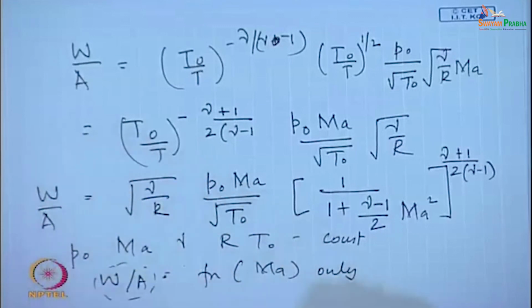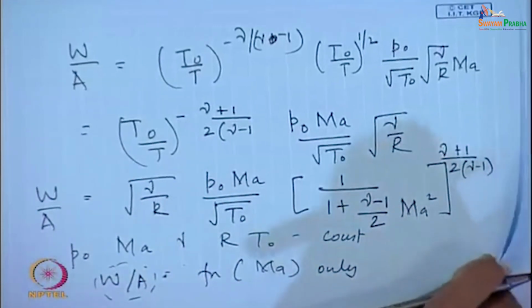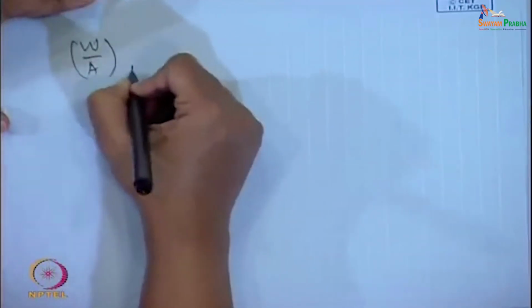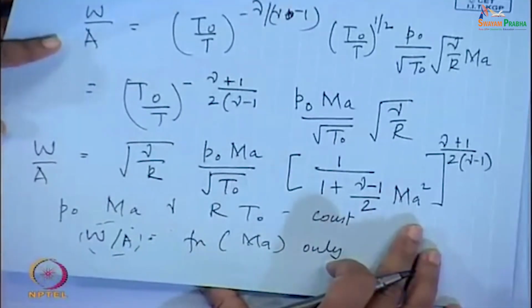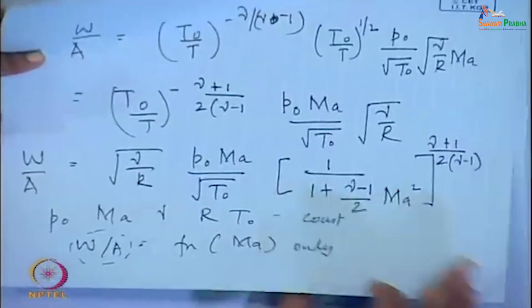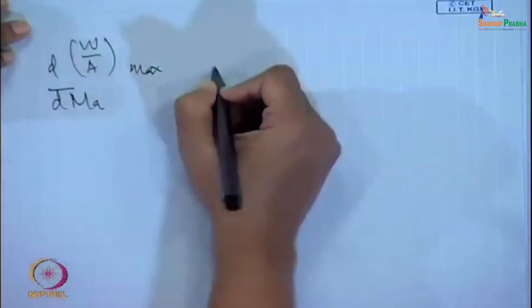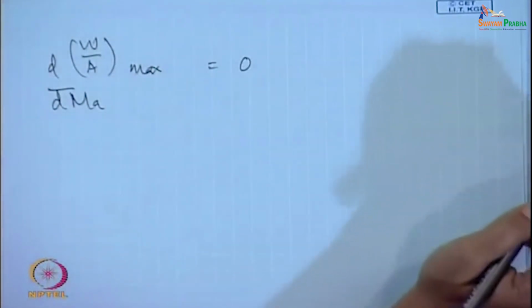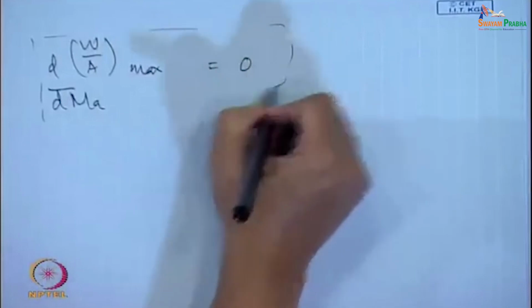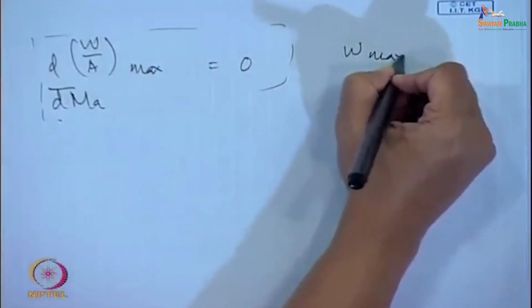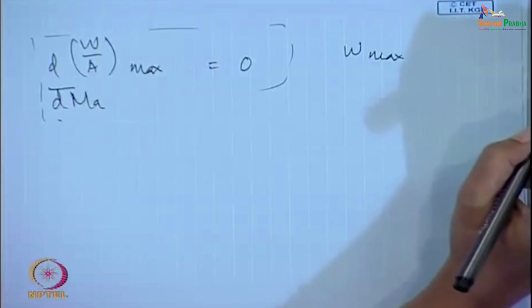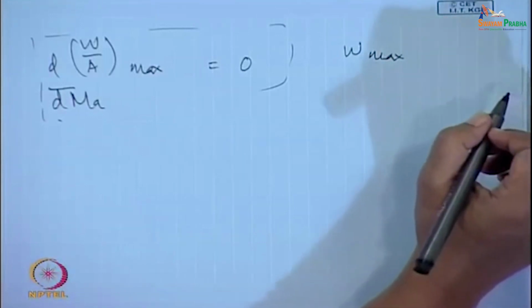Under what condition do we expect to get a maximum of W by A, W by A max? This will depend definitely only on the Mach number, okay, and the condition which will give you W by A max can be obtained as d by d M A equals to 0, yes or no. From this particular condition I can get an estimate of W max, is it not. Now, let us differentiate and let us find what this expression is.